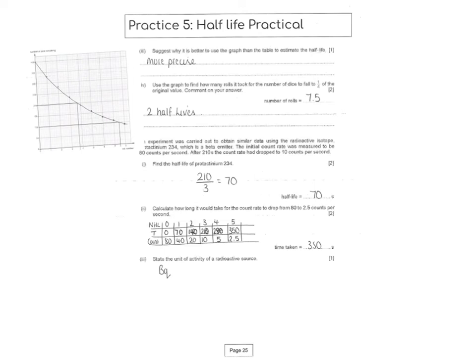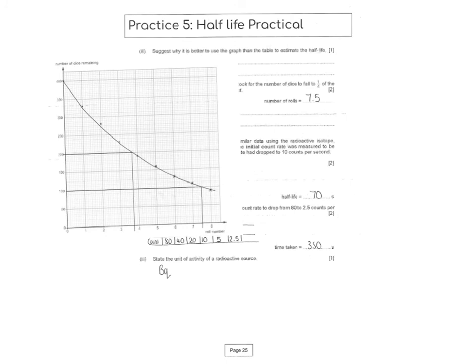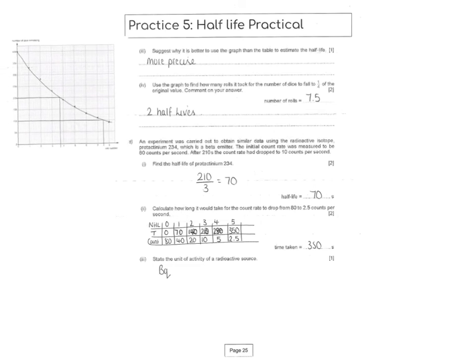Use the graph to find how many rolls it took for the number of dice to fall to a quarter of the original value. So we started at 400, which you can see if I zoom in slightly. I'm going to get to a quarter. So it's our half at 200, we halve it again. So again, I've done the exact same thing. Go across and down. On average, it would take 7.5 rolls. Let me just zoom that back out. And then that is our 2 half-lives.